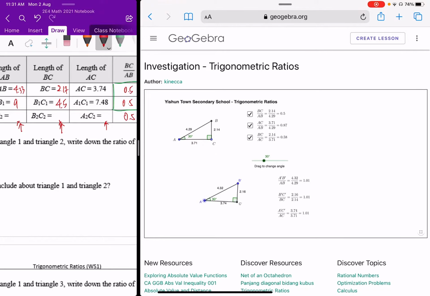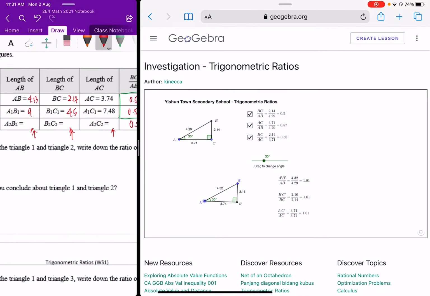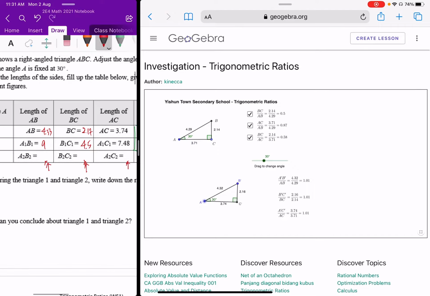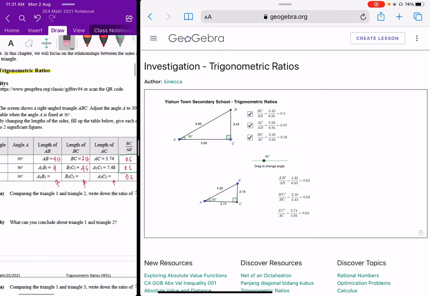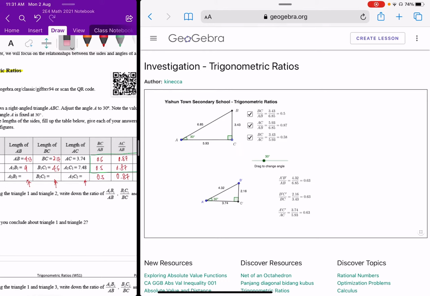Okay, 3.74. That's my triangle 1. Then I'll change it to my triangle 2. My triangle 2 is 7.48. Triangle 2 is the one on top, so I'm going to change it to 7.48. Okay, 7.47, close enough.